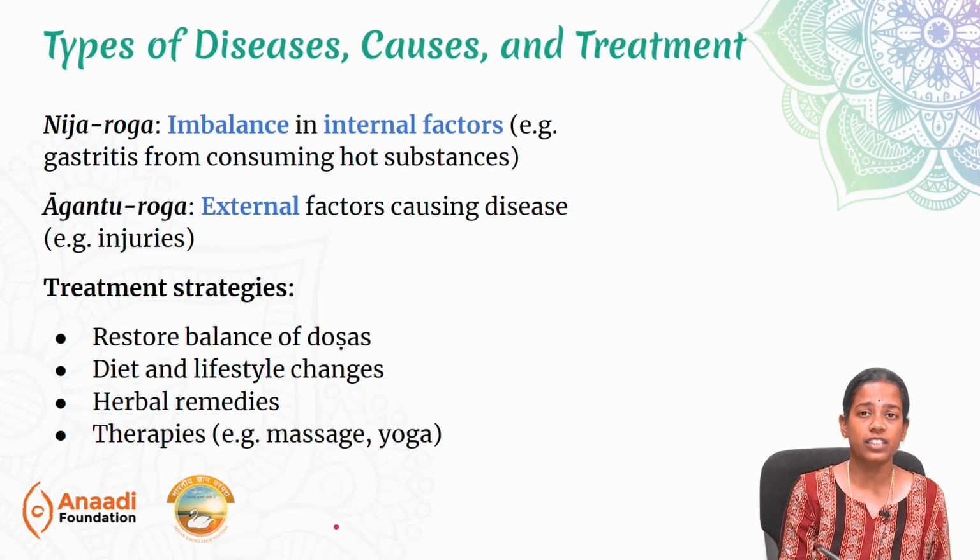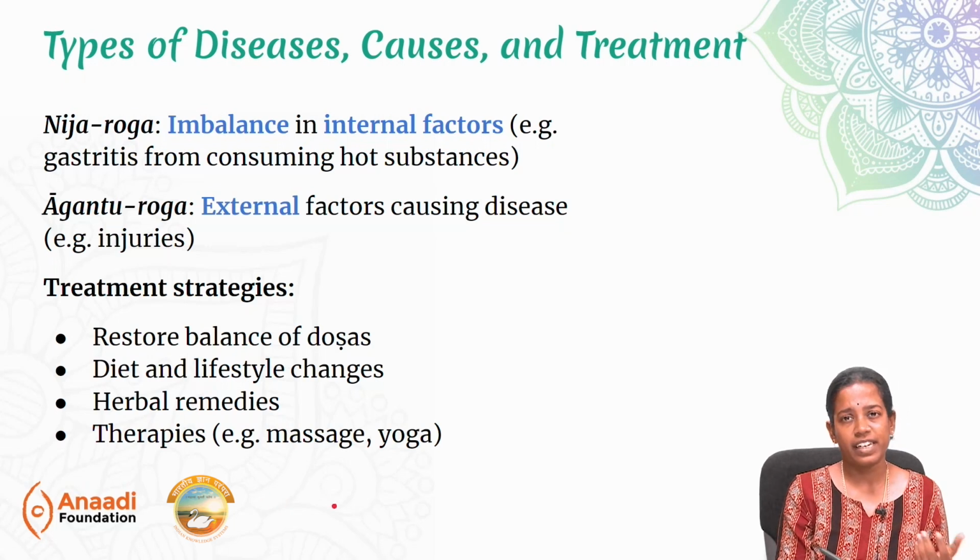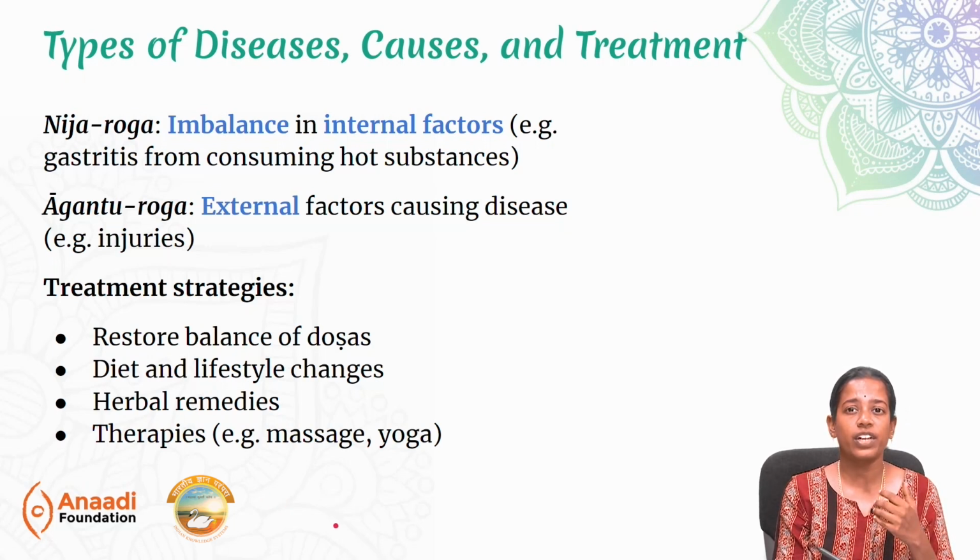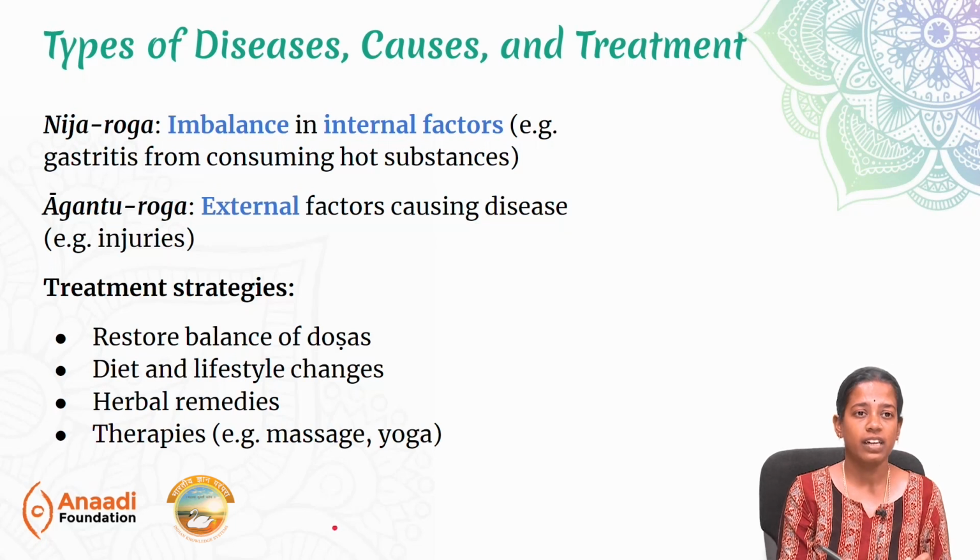The treatment strategies for these types of Roga are varied. One is where we try to restore the doshic balance. Another is we provide prescriptive diet and lifestyle changes. There are also herbal remedies that are available as a treatment plan. The fourth is that of well-structured designed therapies such as massages, yoga, etc.